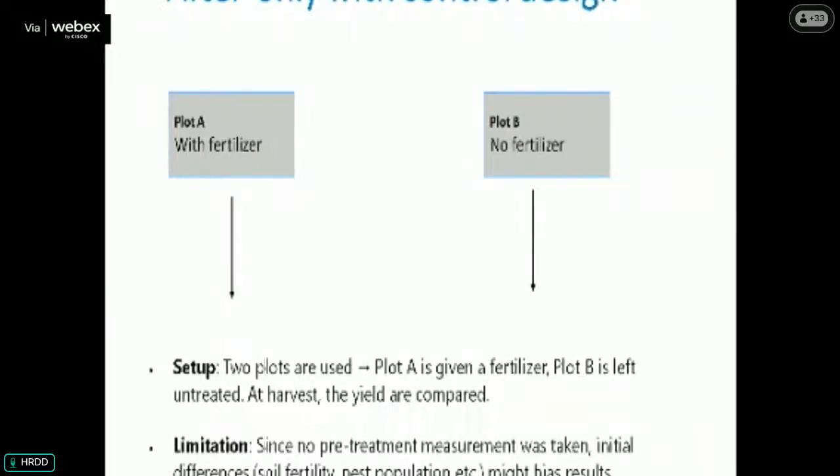If you do both the experiments, you can find out the conclusion. But here they are measuring only the outcome in a single experiment. So the setup is two plots are used. Plot A is given a fertilizer, plot B is left untreated. At harvest, the yields are compared.